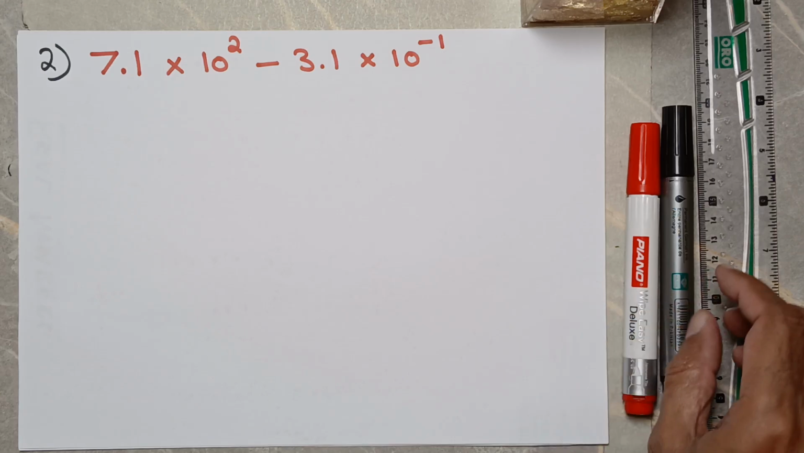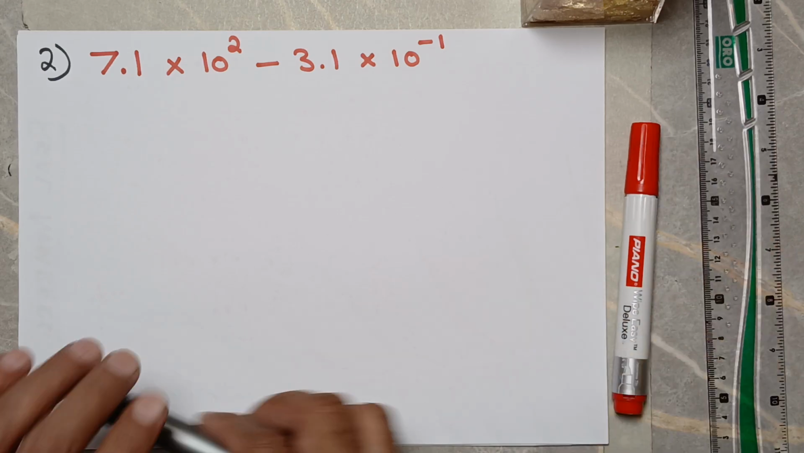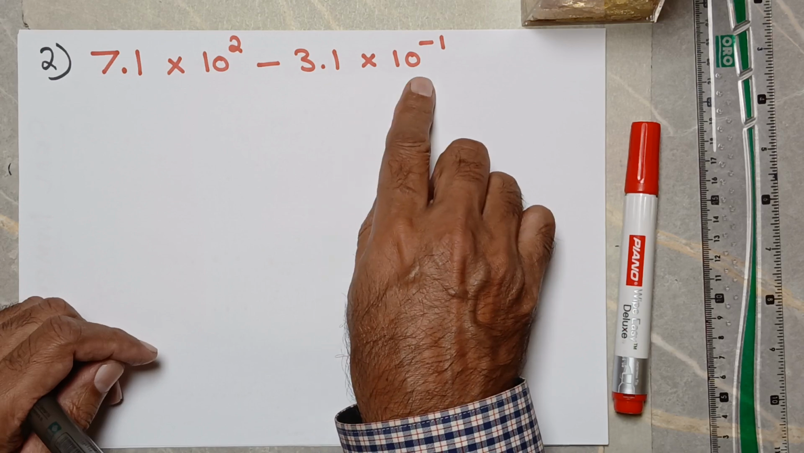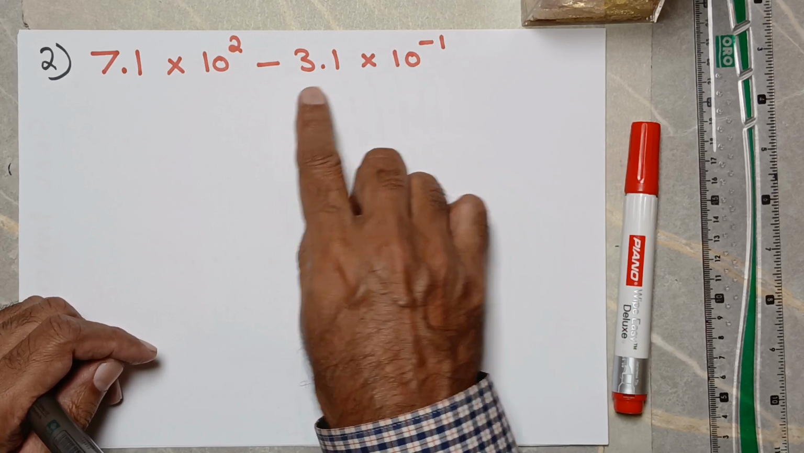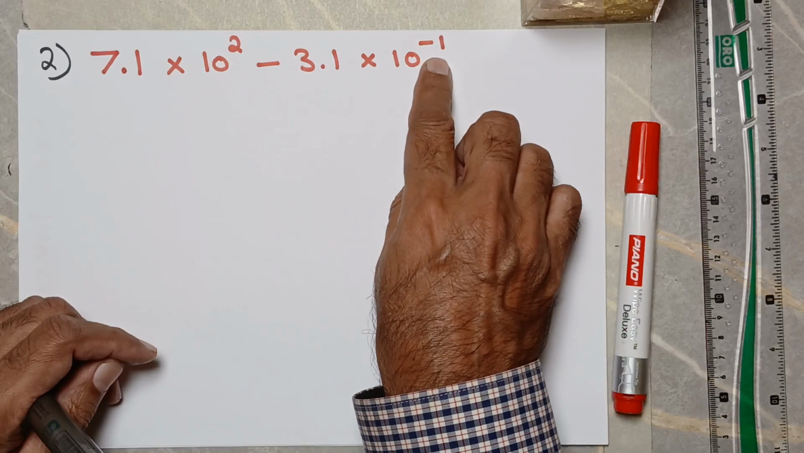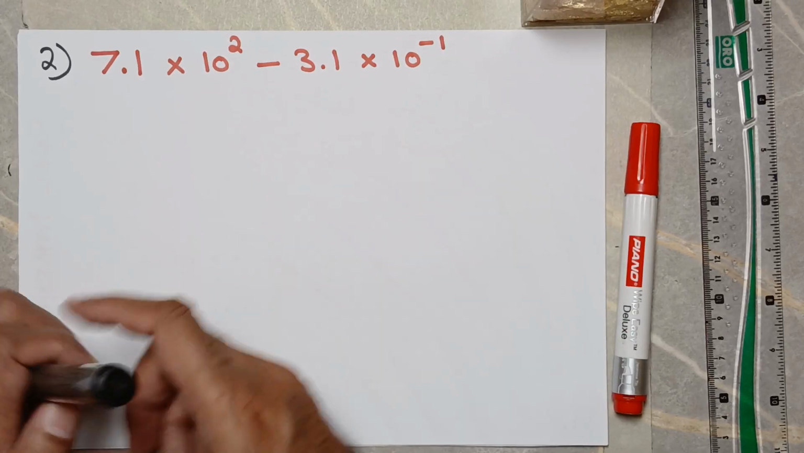Here we have 7.1 times 10 raised to the power 2 minus 3.1 times 10 raised to the power minus 1. Again, we have to pick up the value which is lower in exponent, and here it is 10 raised to the power minus 1.